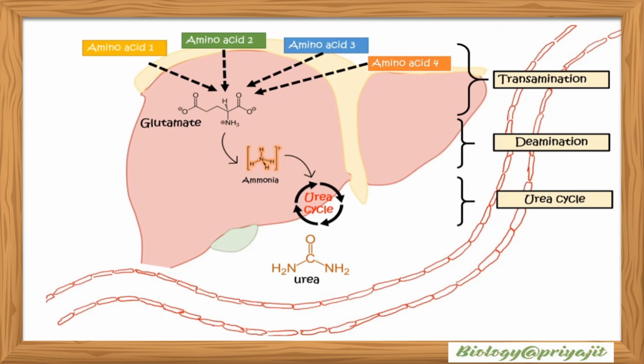So the process of conversion of several amino acids to glutamate is known as transamination, where these amino acids donate their amine group to glutamate. Now the process of generation of ammonia from glutamate is known as deamination, and lastly the urea cycle generates urea from the ammonia. So this is the overall workflow of amino acid catabolism. Let's look into this process in more detail.